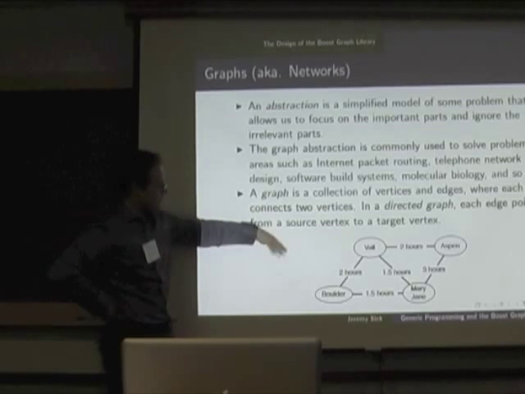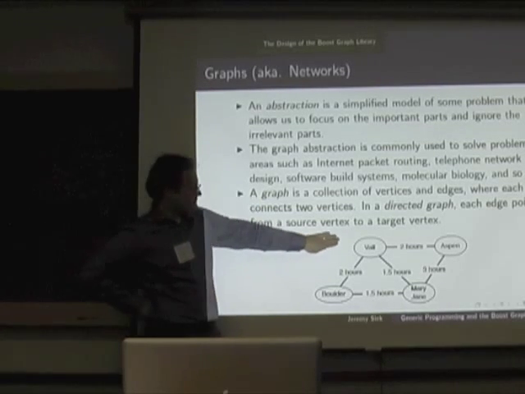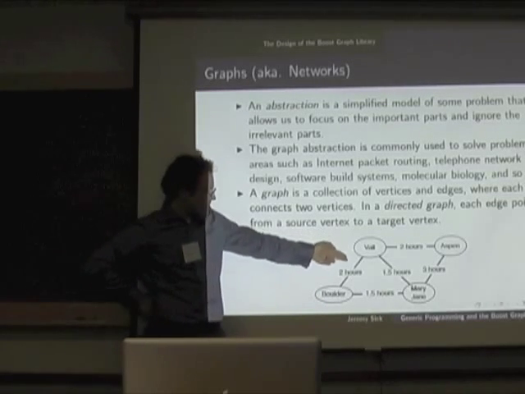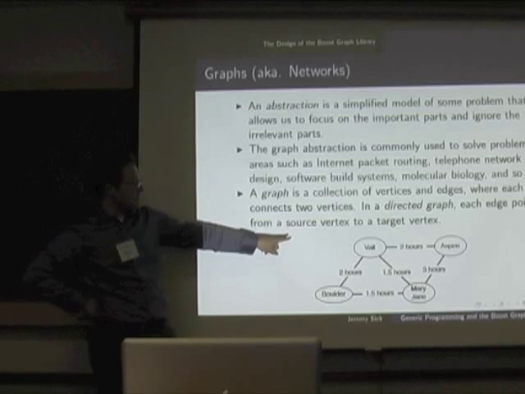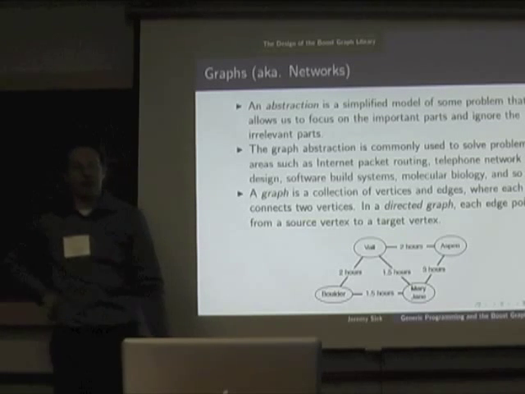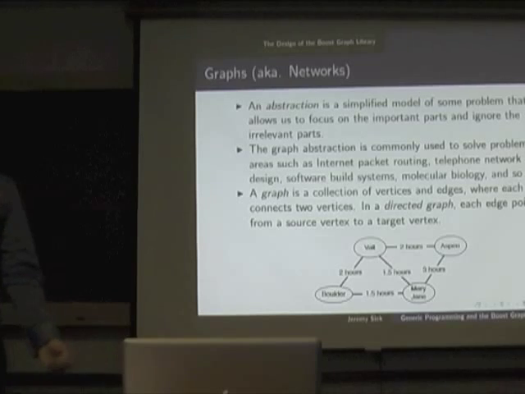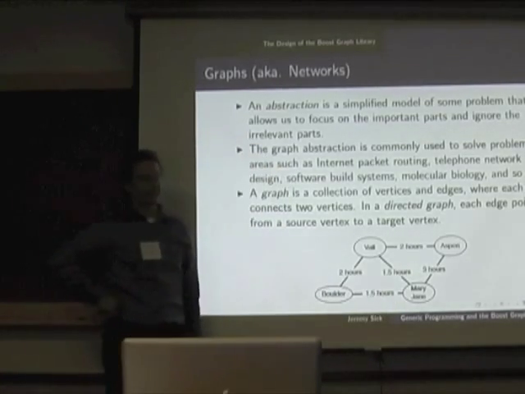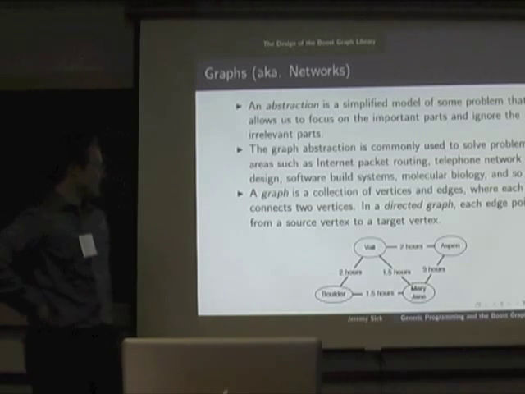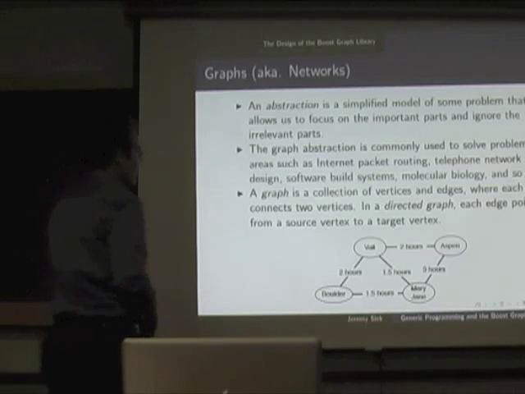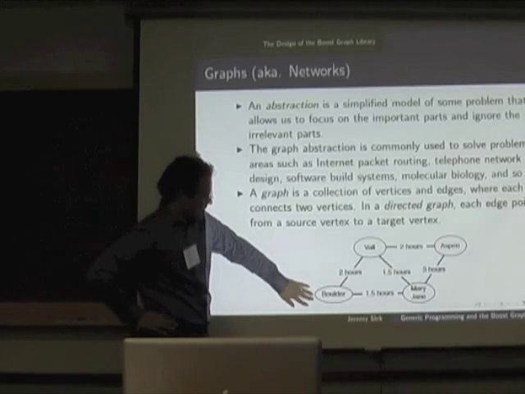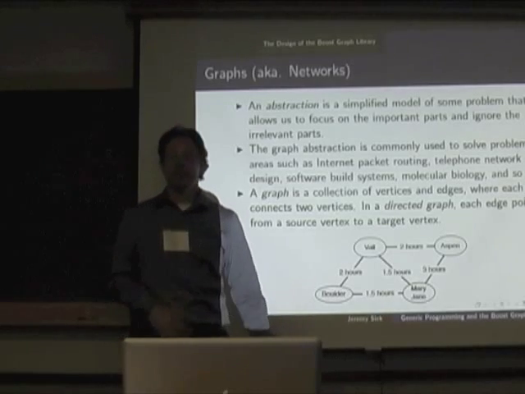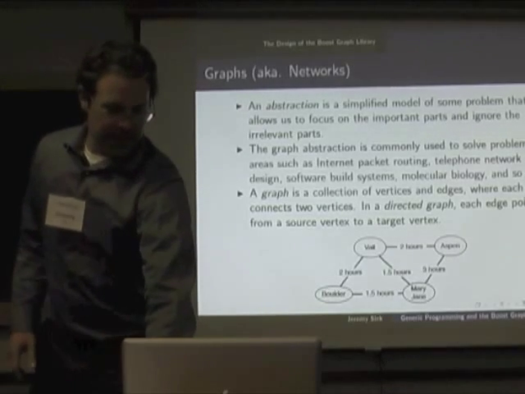So what we have here in a graph is you've got vertices, also called nodes, and then edges. Here's a simple graph that's describing how long it takes to drive from one city to the next in Colorado. Or not necessarily city, Mary Jane is just my favorite place to ski. You don't necessarily have to have labels on the edges, but here I'm labeling the edges with the time.